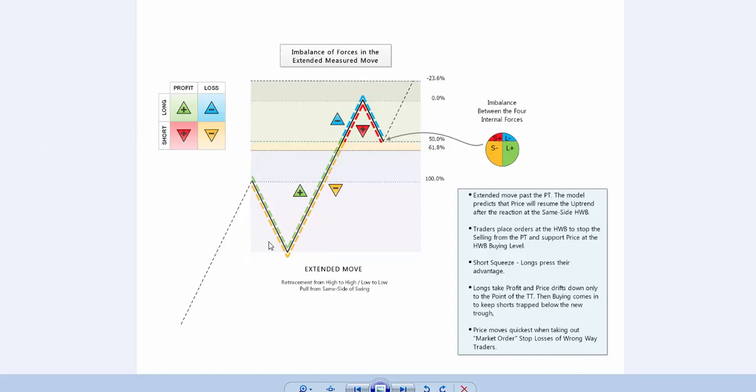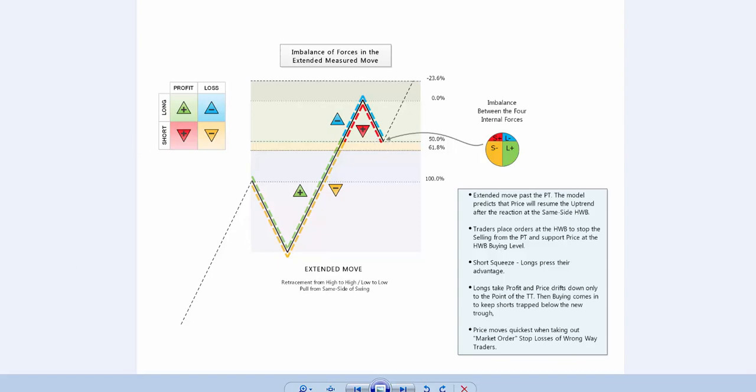We have, on the way up through the profit target, the market imbalance. Inside of the pullback is a market balance. That's why it's easy to manipulate into the continuation of the trend. We have, again, sellers with a profit, longs with a loss, sellers with a loss, and longs with a profit. In the extended move past the profit target, the model predicts that the price will resume its uptrend after the reaction to the same side halfway back, or the extension. Traders place orders at the halfway back to stop the selling from the profit target and to support price at that halfway back buying level.